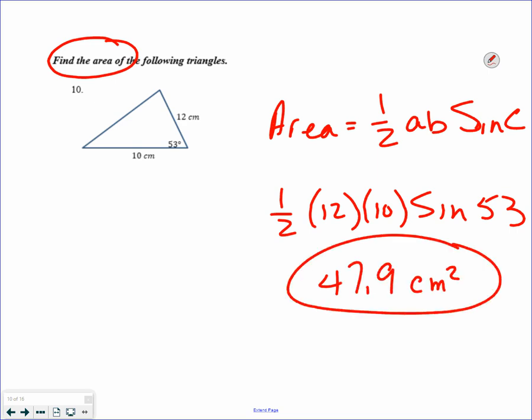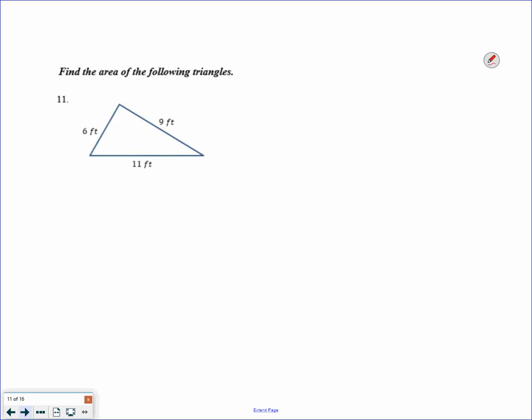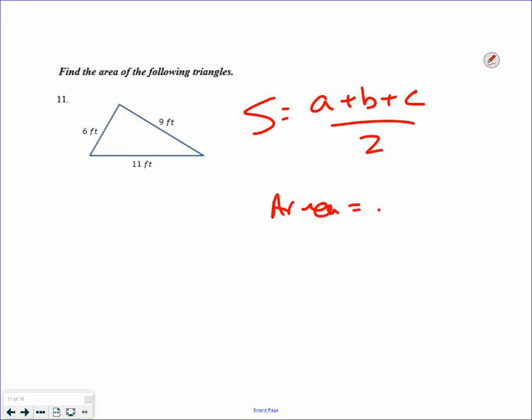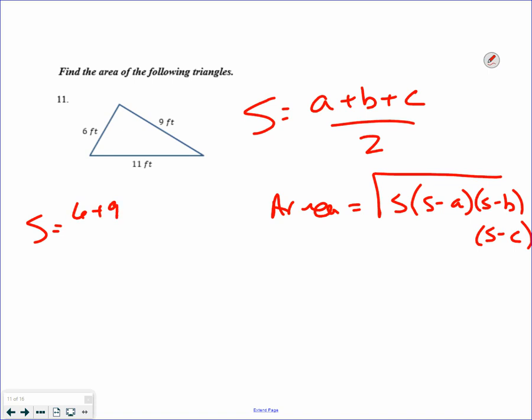So 47.9 centimeters squared. Another area formula that you would need to know is Heron's formula. This will not be given to you. But you need to do S equals A plus B plus C divided by 2, and then the area equals the square root of S times S minus A, S minus B, and S minus C. So now, in this particular question, S is equal to 6 plus 9 plus 11 divided by 2. So S in this particular question is 13.